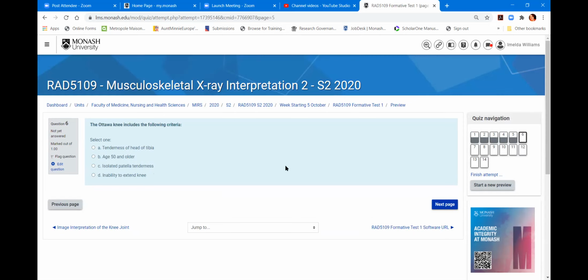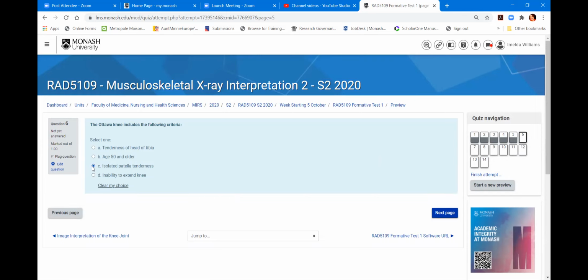And then question 6, the Ottawa knee rules include the following criteria, and the correct answer is isolated patellar tenderness. If you look at the other options, it can't be the tenderness of the head, it should be the tenderness of the head of the fibula. In terms of the age, it should be 55 and over, and instead of inability to extend, it should be inability to flex. So I think that was the 6.